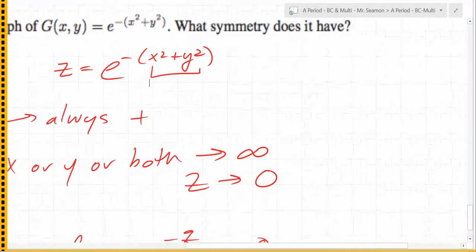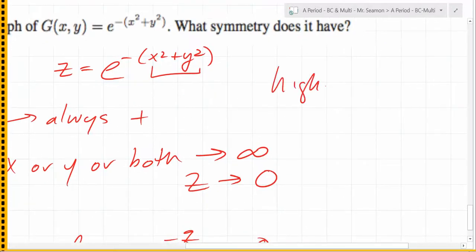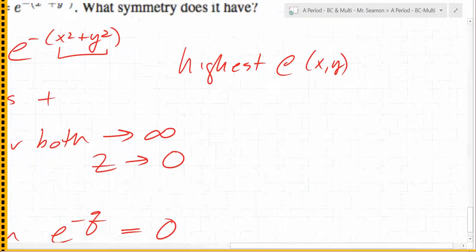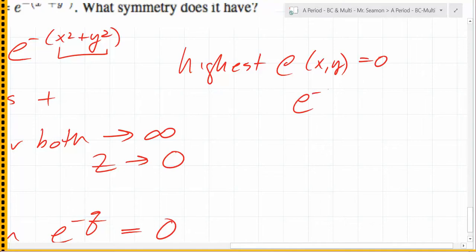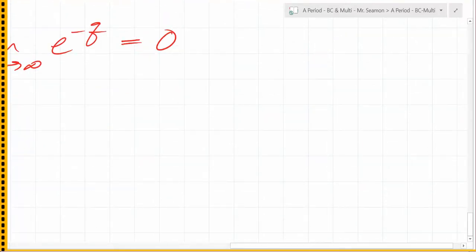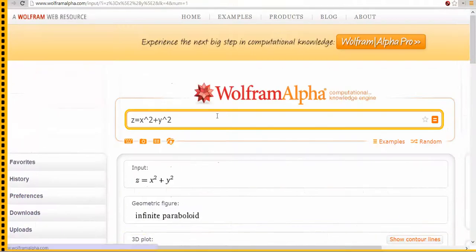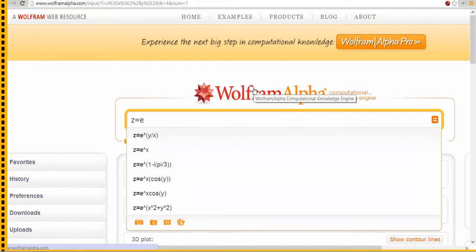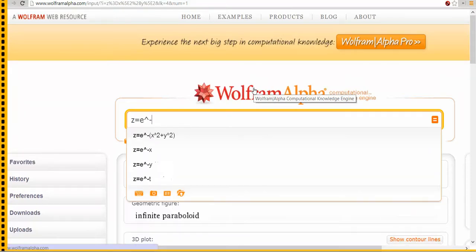Can someone tell me anything about the highest point? What's the highest this thing can go? It's 1. The highest is when x and y are both equal to 0. That's going to be e to the negative 0, which is 1. So the highest point is going to be 0, 0, 1. So what does this thing look like? Let's take a look at it. So how would you type this in? Let's see if we can type this in here. What is it? E to the negative, right?